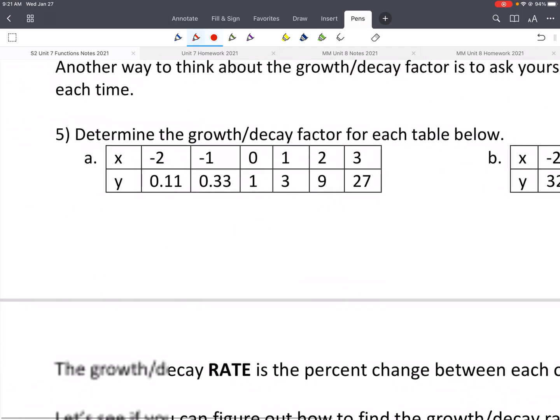So let's see what y value is being multiplied every time. Here it's getting bigger, so we know that it's going to be a growth factor. And then we want to say, well, what's going to be multiplied every time? I'd probably start with something easy. What do you multiply 1 by to give you 3? Well, 3. And then we'd want to see if it applies for the next one. 3 times 3 gives you 9. So here our growth factor is 3.